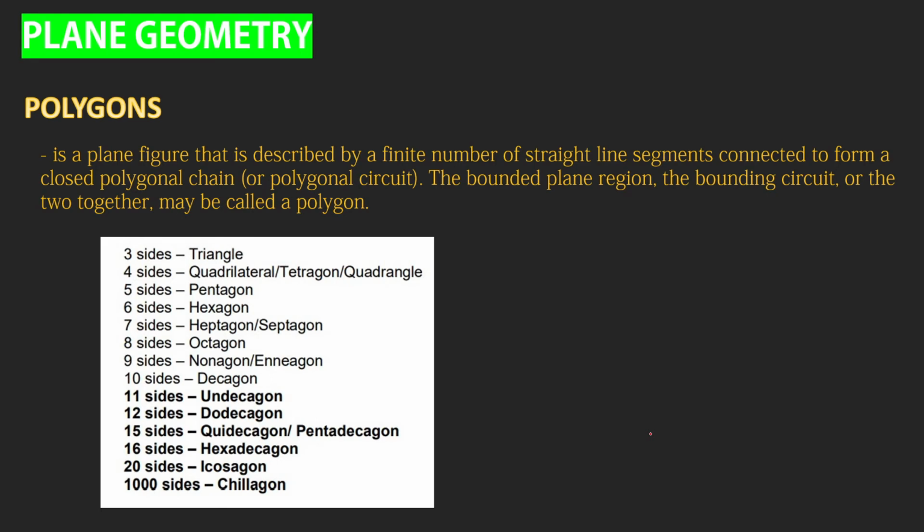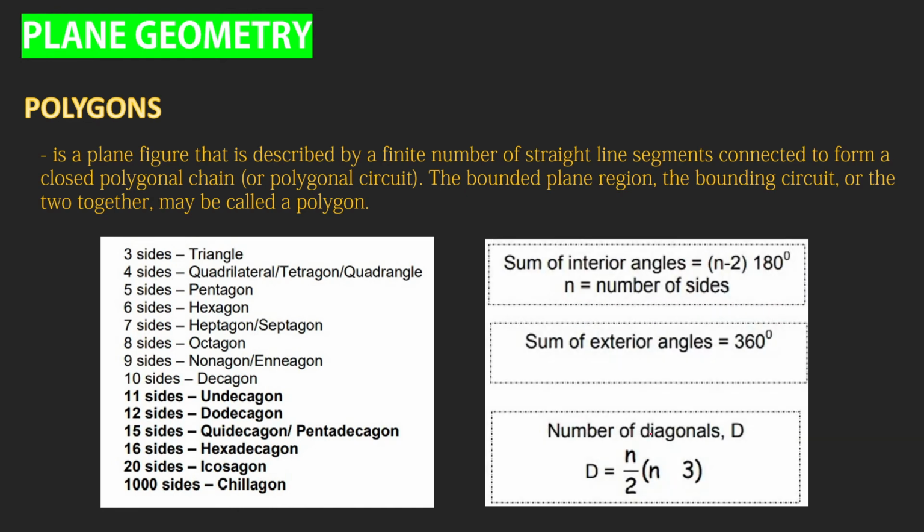So, marami tayong polygons. When we have 3 sides, it is triangle. 4 sides, quadrilateral or tinatawag din tetragon or quadrangle. 5 sides, pentagon. 6 sides is hexagon. 7 sides, heptagon or septagon. 8 is octagon. 9, nonagon or enneagon. 10 sides are decagon. 11 sides, undecagon. 12 sides, dodecagon. 15 sides, quindecagon or pentadecagon. 16 sides is hexadecagon. 20 sides, icosagon. 1,000 sides is chiliagon. Pwede nyo tingnan sa internet, marami pa yan.